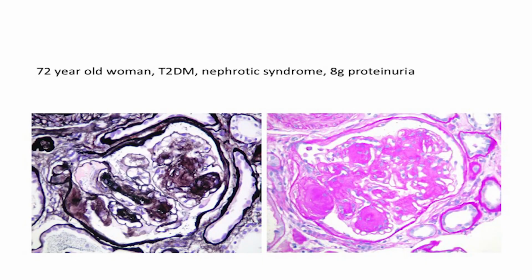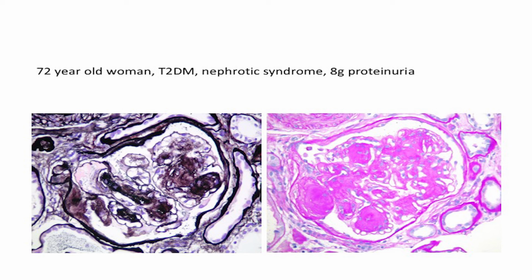Here's another one. 72-year-old diabetic lady presenting with severe nephrotic syndrome. Light microscopy shows an advanced nodular sclerosis. This is diabetic nephropathy. But if we look carefully at some of the nodules, they're not all silver positive matrix. There are some gaps in the matrix.